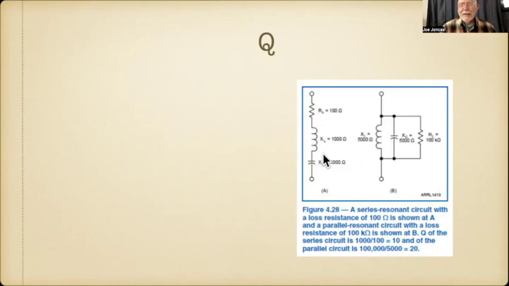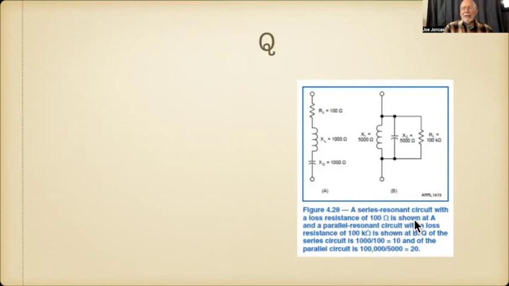Here is an inductor and a capacitor in series with R sub L. And here is an inductor and a capacitor in parallel with a resistance in parallel. I'm going to read this. A series resonant circuit with a loss resistance of 100 ohms is shown at A, and a parallel resonant circuit with a loss resistance of 100,000 ohms is shown in B.